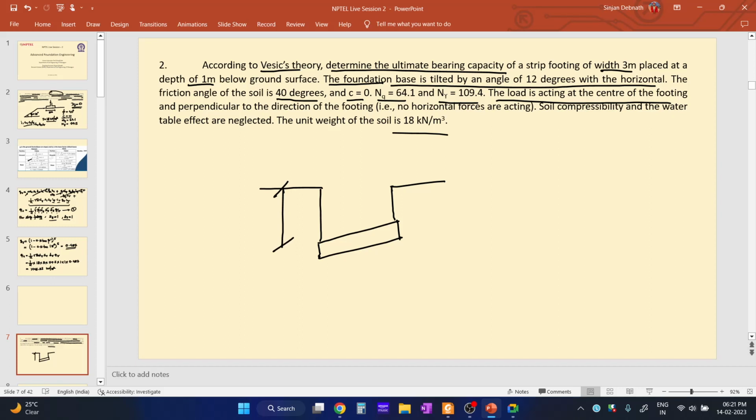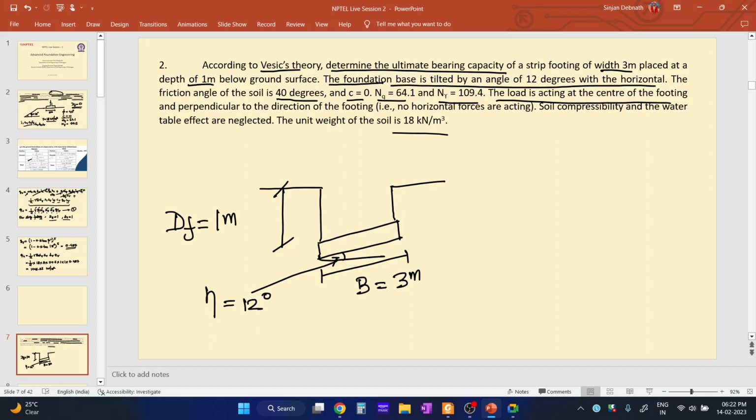Suppose this is the depth of the footing, 1 meter below the ground surface, and the width of the footing is 3 meter in this case, and the foundation is tilted by an angle of 12 degrees. So that means this particular angle I am representing by eta. It is 12 degrees with the horizontal.